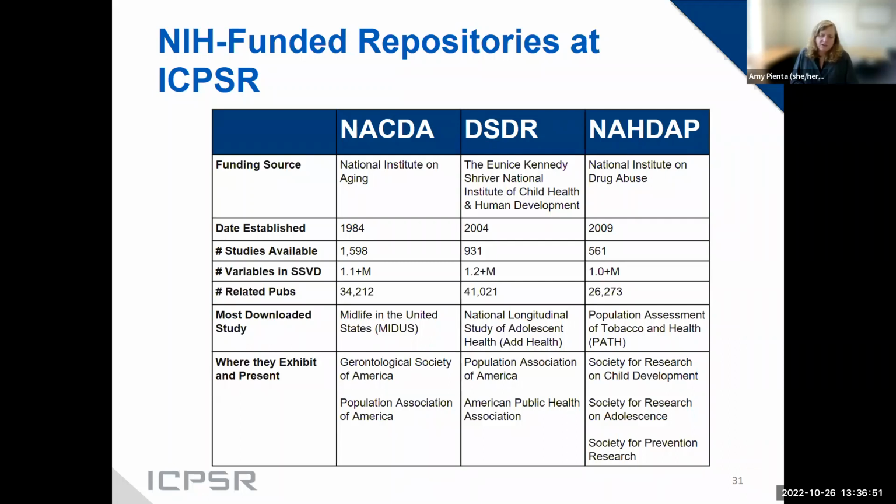These projects not only archive data and promote the use of data, we also conduct outreach directly with the research community to make people aware of the archive services that NIH is providing. We're at places like the gerontology meetings, the population meetings, APHA, American Public Health meetings that will be happening next month. And then in the NADAP area, the Society for Research on either Child Development or Adolescence, and Society for Prevention Research, and many others. That gives you a sense of where you might meet one of our repositories.